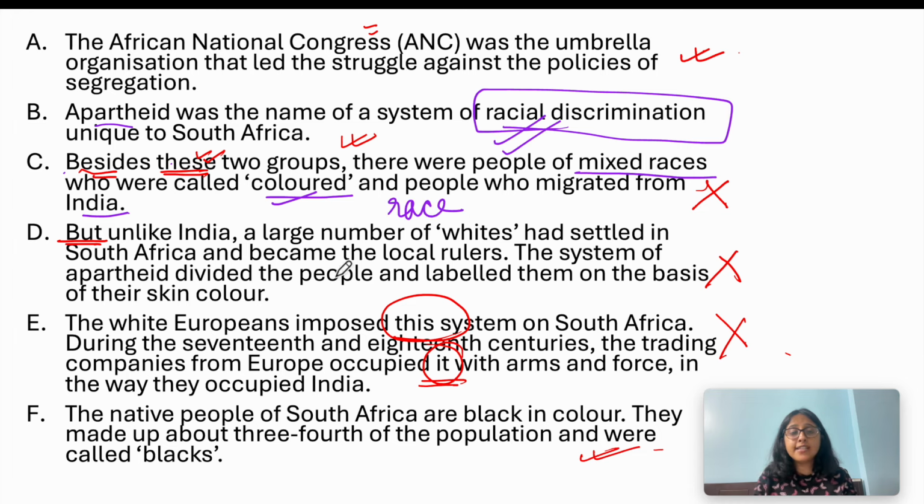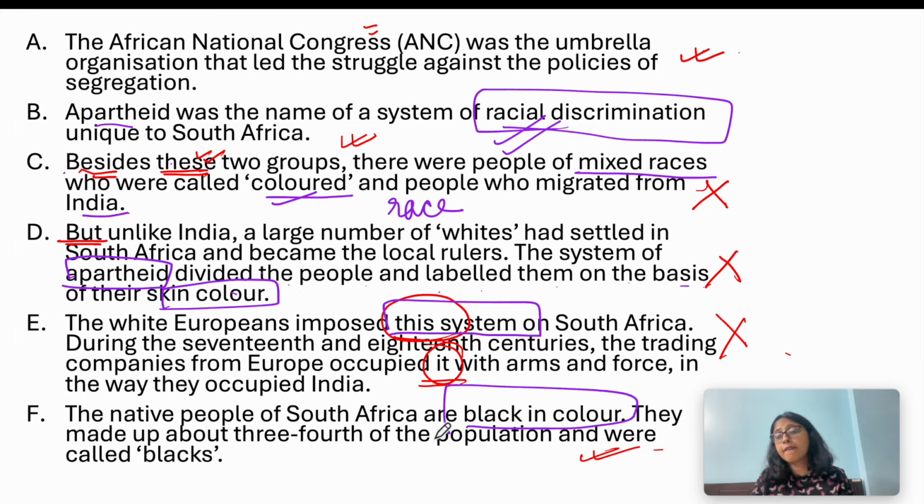A large number of whites had settled in South Africa. The system of apartheid divided the people and labeled them on the basis of skin color. So again, skin color and apartheid. Okay, the white Europeans imposed this system. So which system? The system of apartheid. The native people of South Africa are black in color. So again here the concept of skin color comes. So if you can see that sentence F talks about the concept of skin color, sentence E talks about apartheid, that is discrimination based on race, skin color.